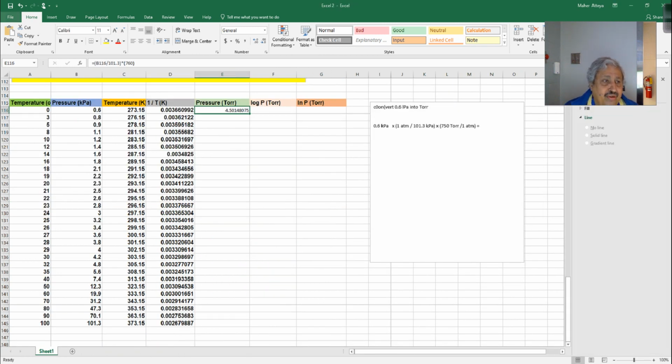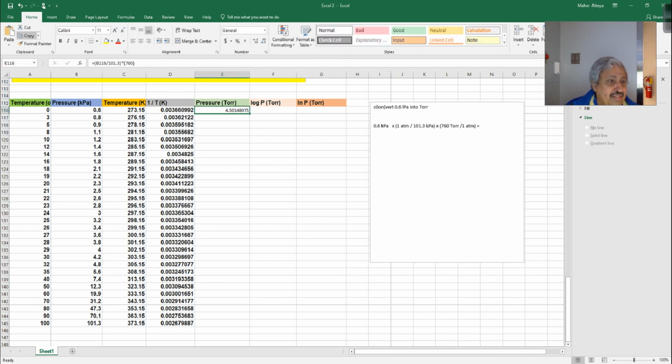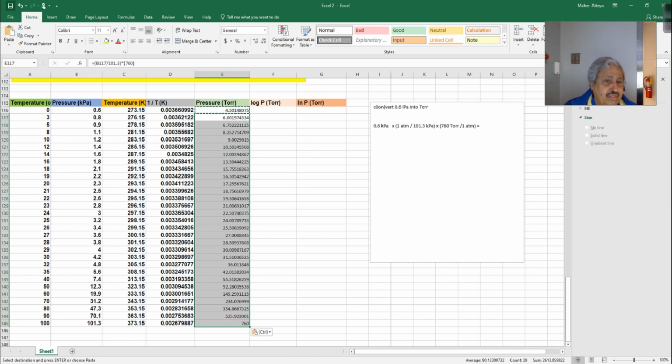So therefore we save it, but I have to correct it, not 750, 760, 762. Okay, now what I will do here, copy this and go all the way down and paste it. Save it. Now I have to change the format to Arial 12 bold.